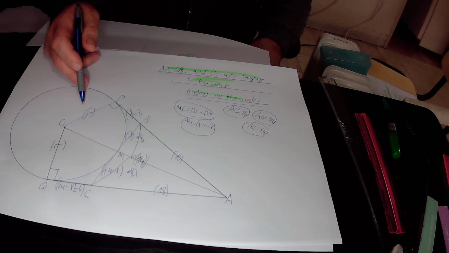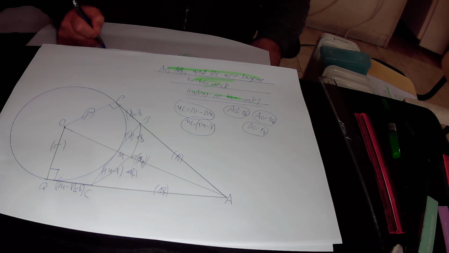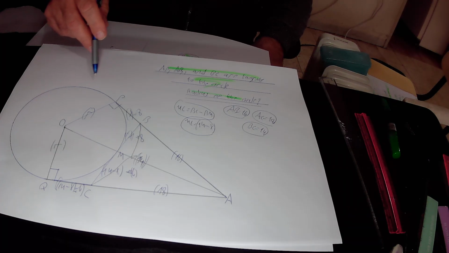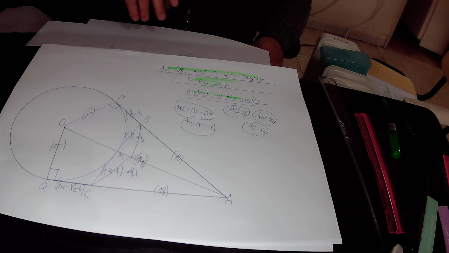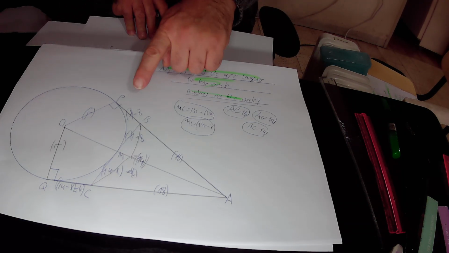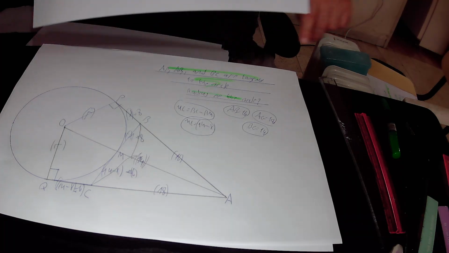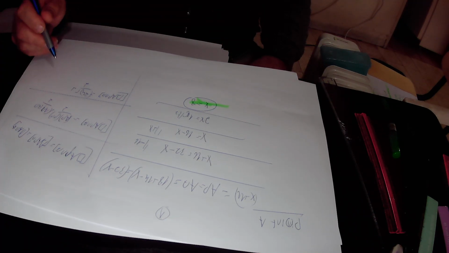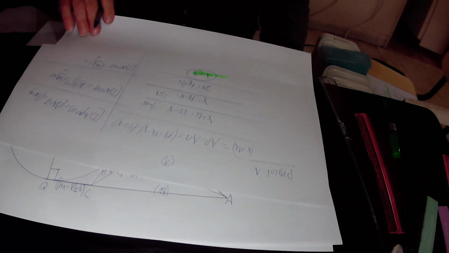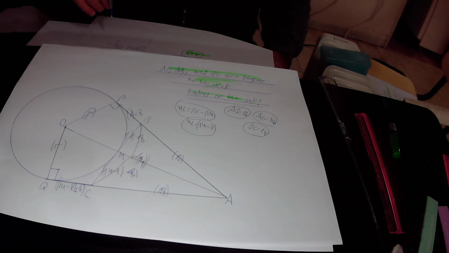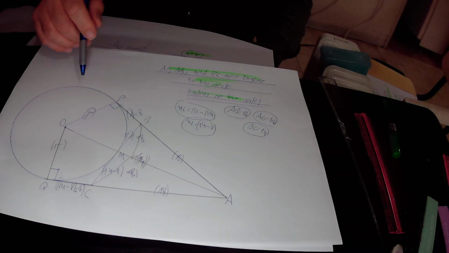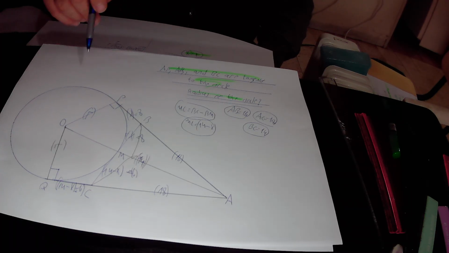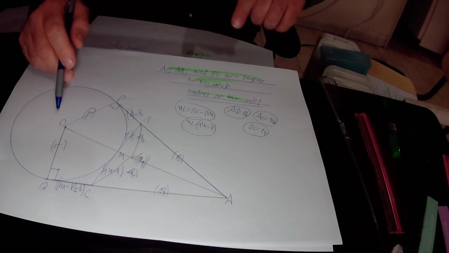Times PO. PO is R over 2. So in total we found out that the area of this upper right triangle OPA equals 24R over 2. Plus the area of the second component that quadrilateral APOQ consists of, that is the area of this right triangle OQA. The area of the right triangle OQA equals the base AQ.